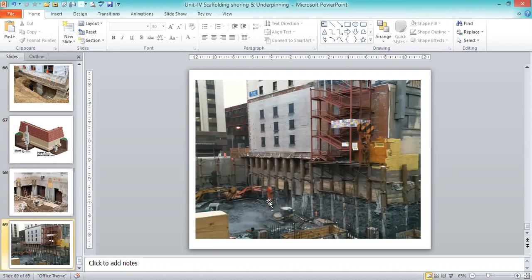So I hope you understand what underpinning is and what the methods of underpinning are in today's class. With this, we are completing form work, scaffolding, shoring, and underpinning. Tomorrow also, at the same time, we will meet at 12:15. These are somewhat advanced topics in building materials and construction planning. Tomorrow's class will cover plastering and pointing.